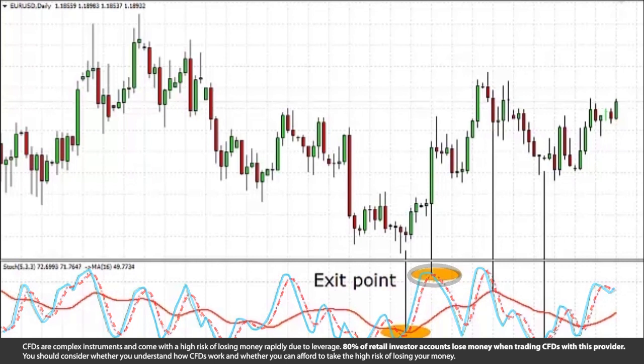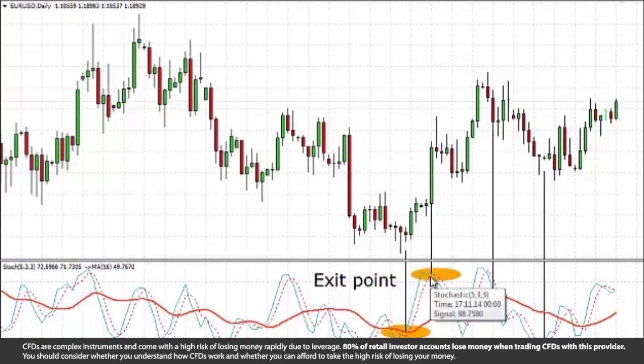So here we enter a trade, when the stochastics oscillator crosses the moving average from below. When the oscillator goes into an overbought zone, and the faster moving oscillator line crosses the slower moving one from below, that is the signal to exit the position.